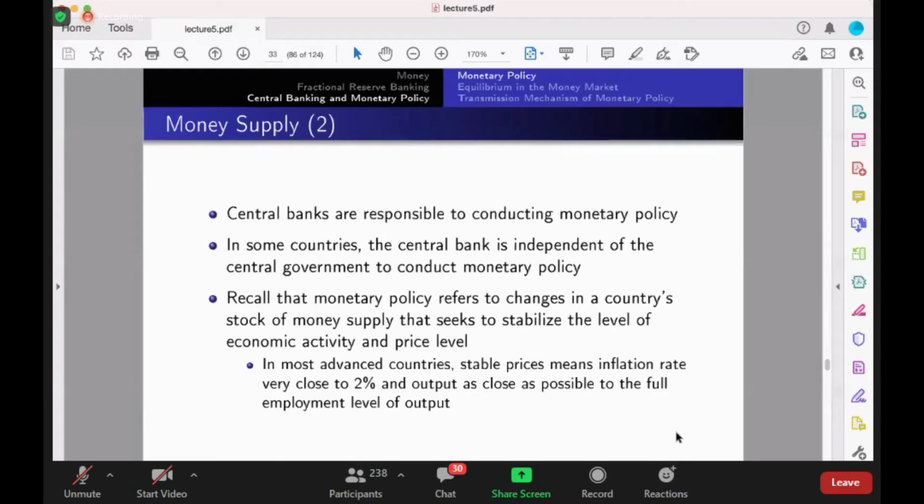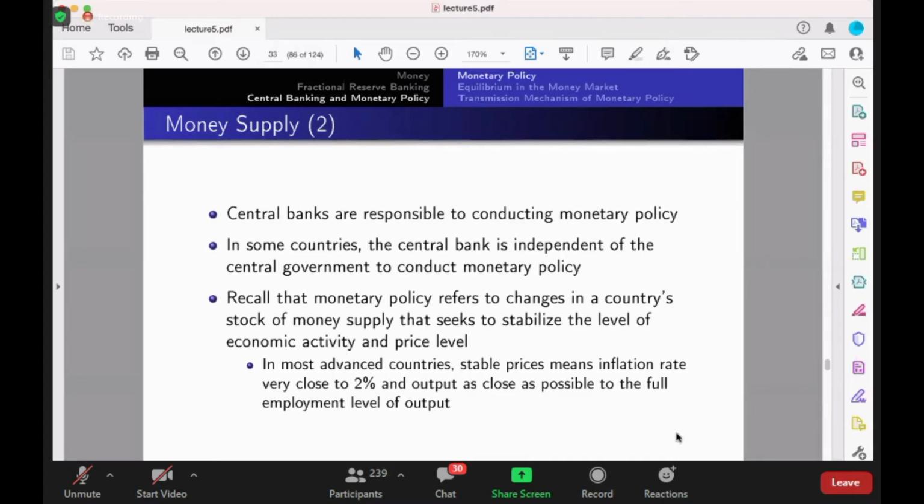In some countries, the central bank is independent of the central government in the conduct of monetary policy. Here in Ghana, we have this operational independence of the Bank of Ghana. Recall that monetary policy refers to a change in the country's stock of money supply that seeks to stabilize the level of economic activity and price level. In most advanced countries, stable prices or inflation rates close to 2% and output as close as possible to full employment is the main objective of monetary policy. In the case of Ghana, what we want is a very stable inflation rate, and we put a band around the inflation rate that should be plus or minus 2.